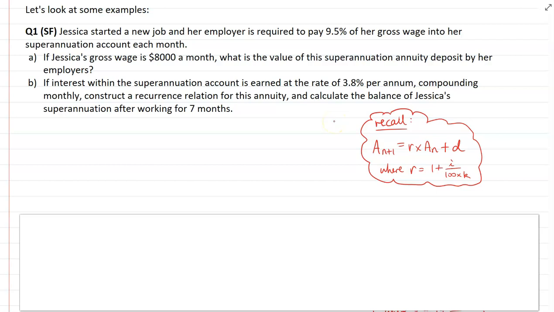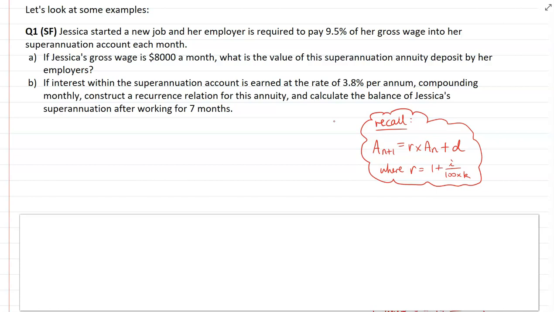The first example we're looking at here involves superannuation. Now, most of you probably don't know much about superannuation. Put in really simple terms, superannuation is an amount of money that employers are required to pay on top of your normal wage or salary into what we call a superannuation account.